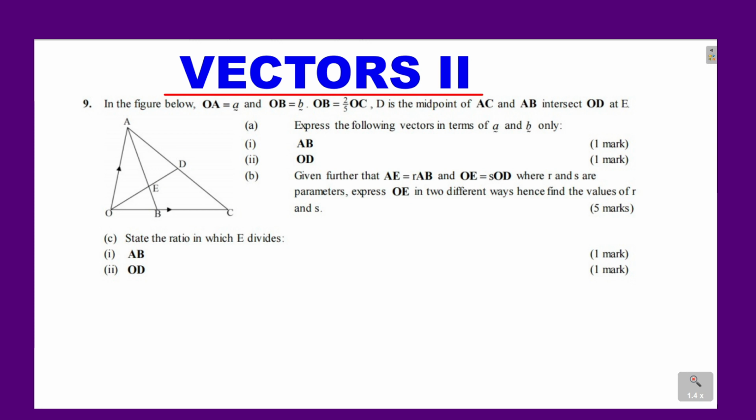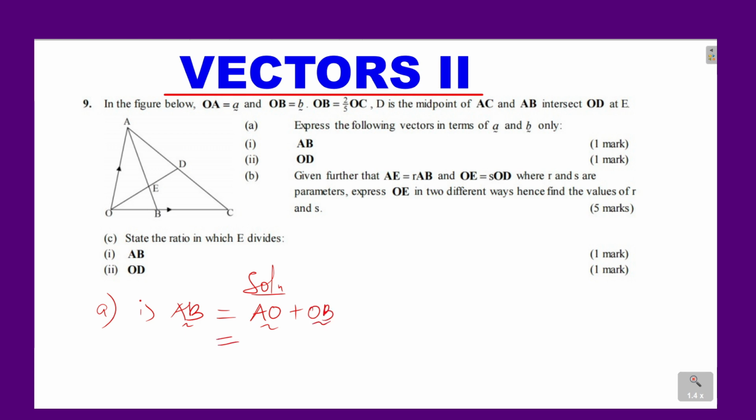Part A of the question: express the following vectors in terms of A and B only. The first one is AB, so let's go to the solution. We want to get AB. Looking at this figure, you want to move from A to B. So you start from A, then go to O, that is AO, then from O to B, that is OB. That is how you get it.